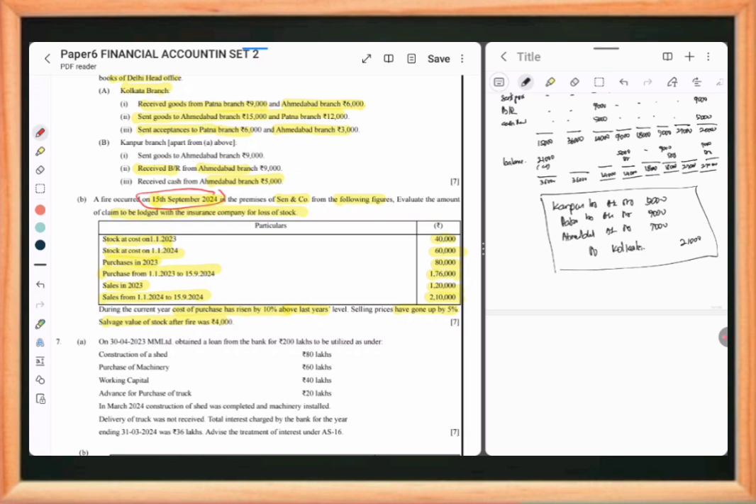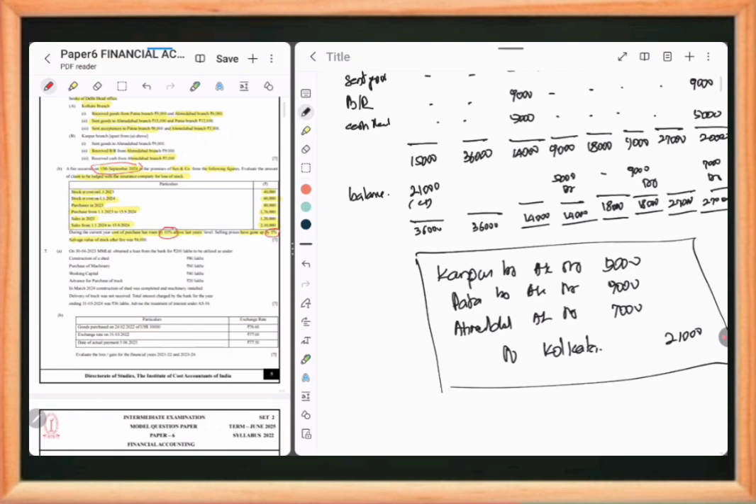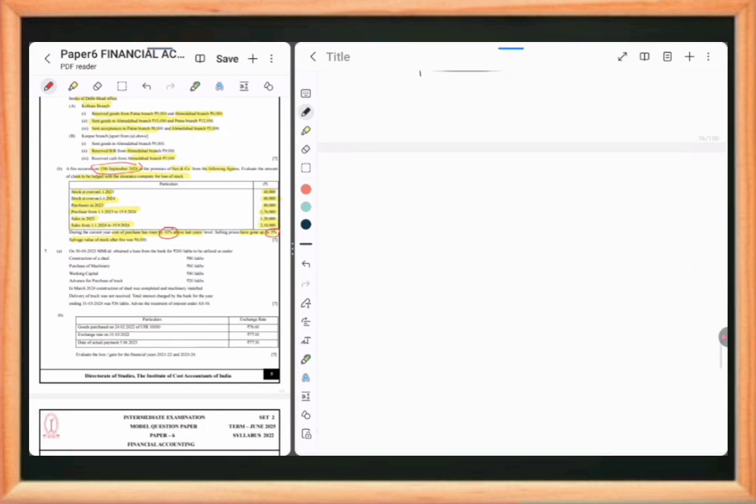But one more thing we have to note, that the cost price for the current year is increased by 10% above the last year. And the sale price is also increased by 5% above the figure of the previous year. So we have to prepare like that. Please wait and see. We will first prepare the trading account in order to find out, actually, when the fire broke out. The fire broke out on 15th September 2024.